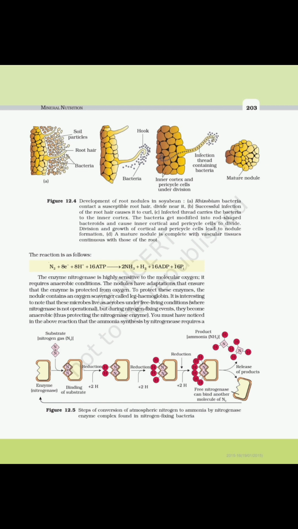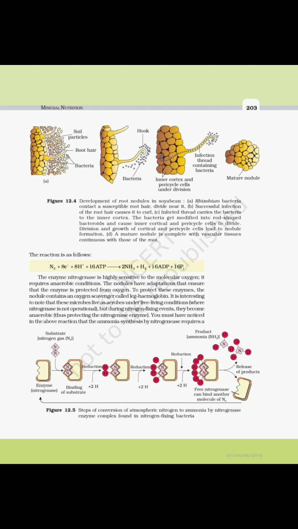The bacteria get modified into rod-shaped bacteroids and cause inner cortical and pericycle cells to divide. Division and growth of cortical and pericycle cells lead to nodule formation. D. A mature nodule is complete with vascular tissues continuous with those of the root. The reaction is as follows. N2 + 8e- + 8H+ + 16 ATP makes 2NH3 + H2 + 16 ADP + 16 Pi.